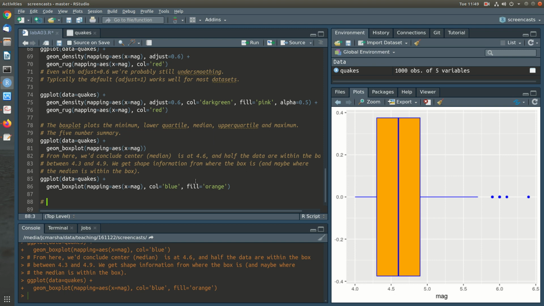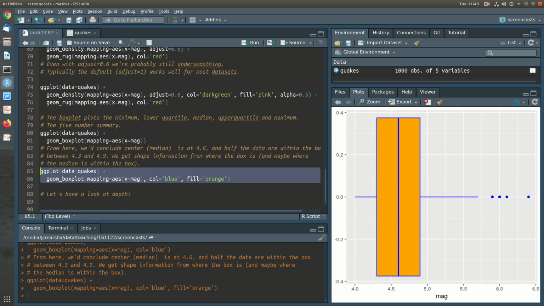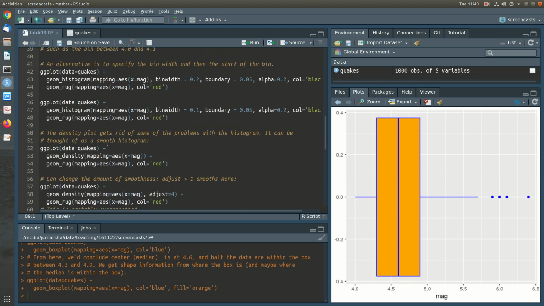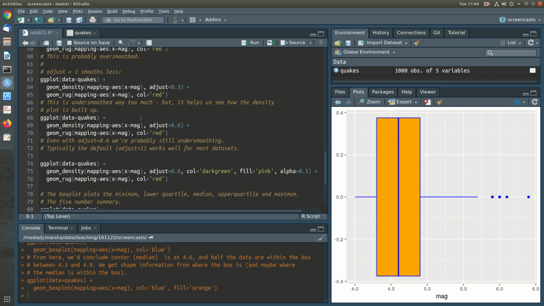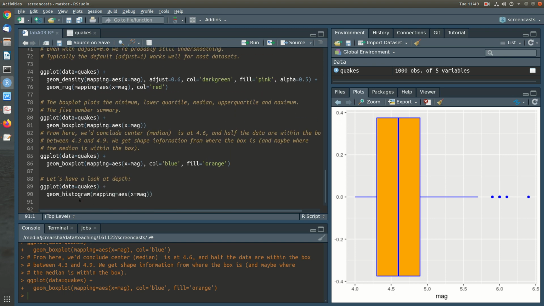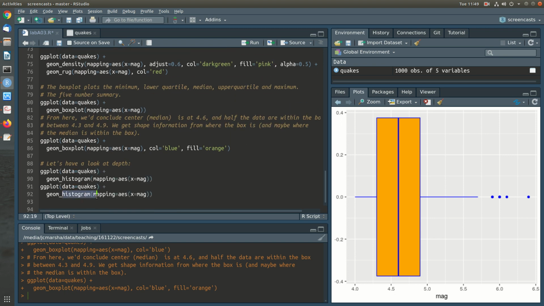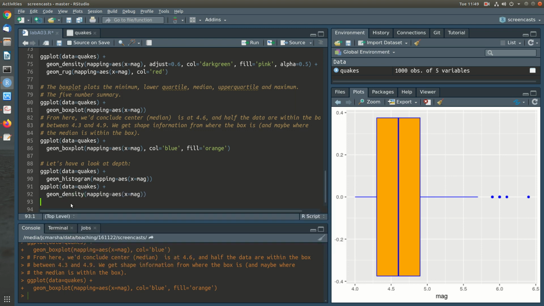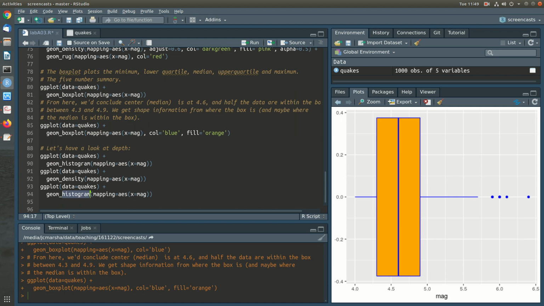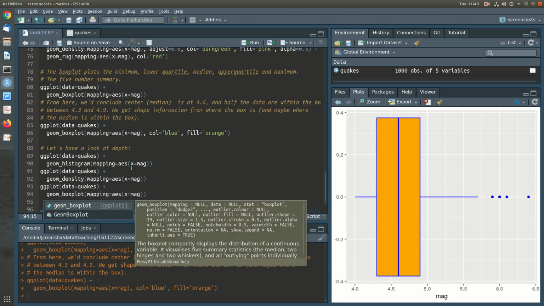But we can see a case where it's not useful when we have a look at the other variables. So let's have a look at depth of the earthquakes. We'll grab the original histogram. So we'll do a histogram, a density, and a box plot of the depth variable.